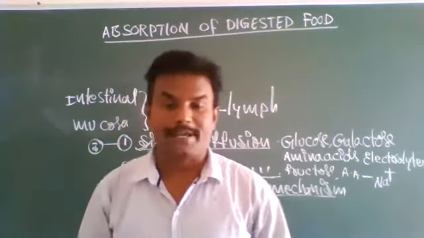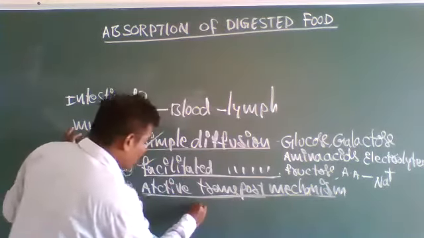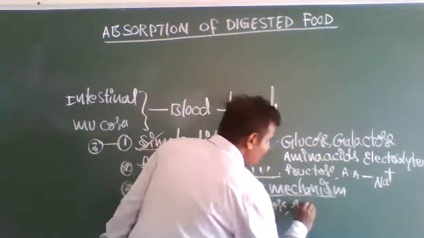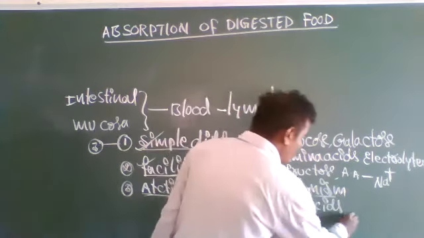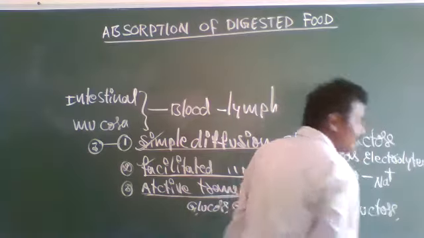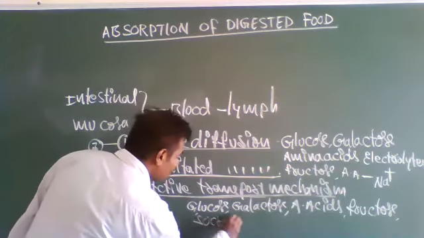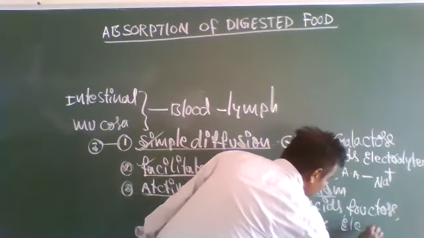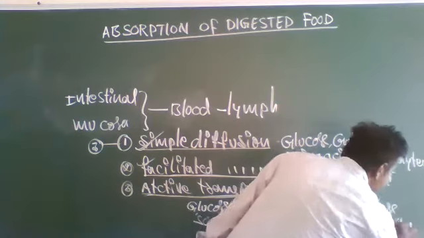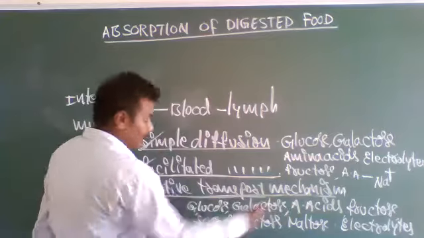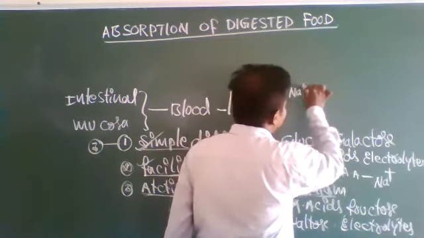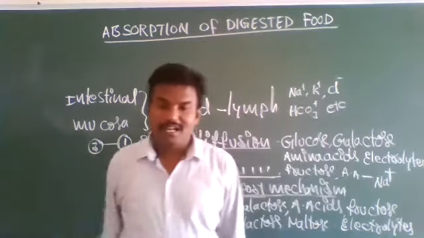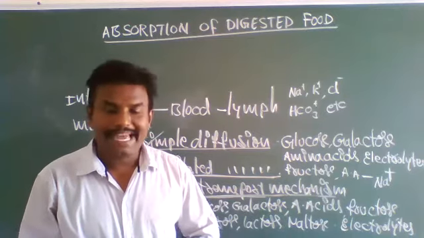Once again, in active transport mechanism, some nutrients such as glucose, galactose, amino acids, fructose, sucrose, lactose, maltose, and electrolytes such as sodium ions, potassium ions, chlorine ions, bicarbonate ions, etc. are absorbed by active transport mechanism.